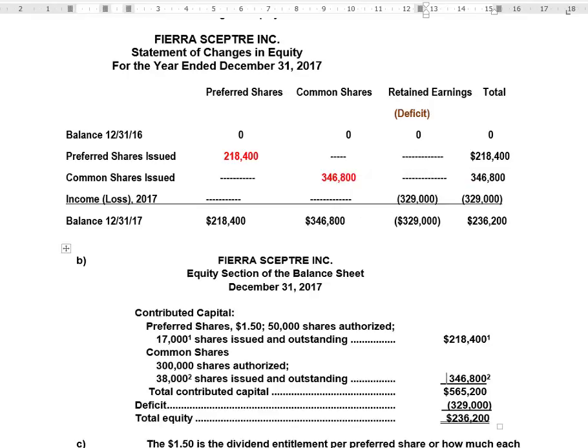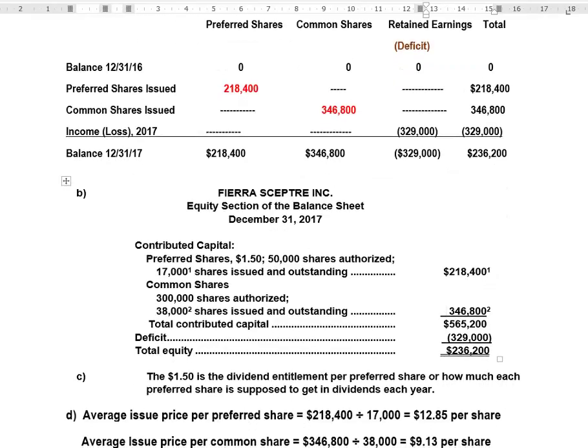So the total contributed capital is $565,200. If we now include, as part of our shareholders' equity section, our deficit, right? It's negative, or it's a deficit, $329,000, which is deducted from your total contributed capital to give a total shareholders' equity of $236,200, which is right here.